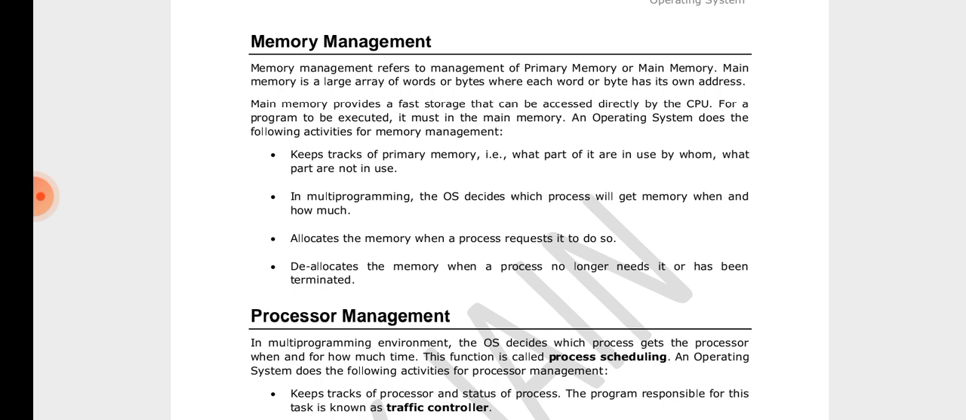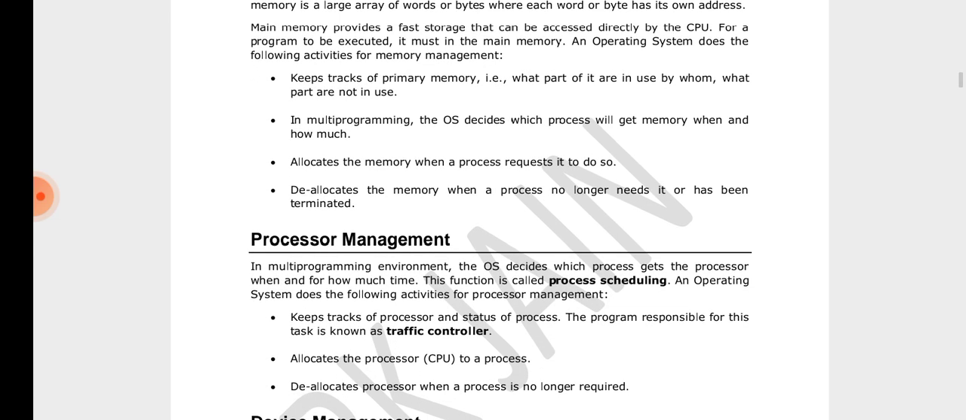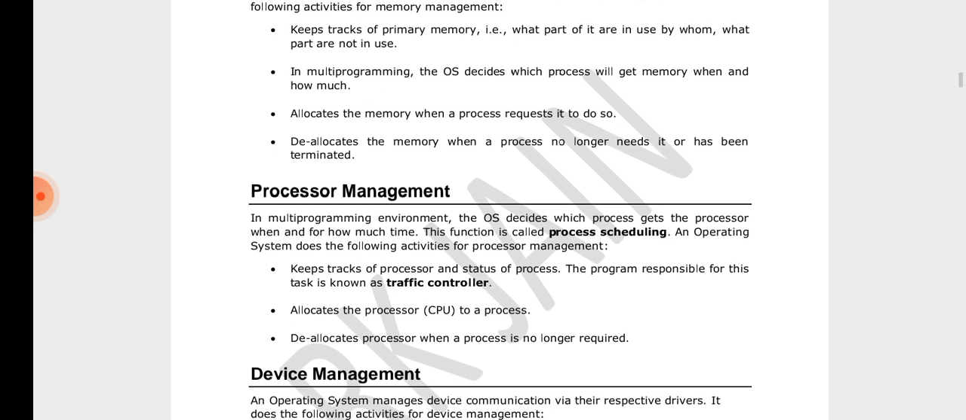An operating system does the following activities for memory management: it keeps track of primary memory, which part is used by whom and which part is not in use. In multi-programming, the OS decides which process gets memory, when, and how much. If you have multiple processes, the operating system decides how much memory each process gets. It allocates the memory for the process and deallocates the memory when it is no longer required, that is, when the process is terminated.